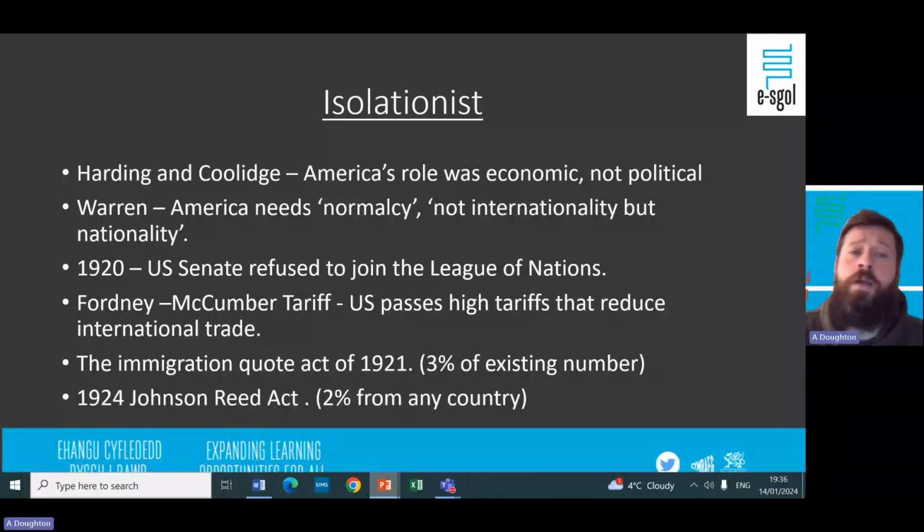So Harding and Coolidge, presidents of the 1920s, felt like their role was more economic than political in terms of foreign policy. The Fordney-McCumber tariff placed high tariffs on foreign goods. That then reduced international trade, so that is isolationist. That is isolating themselves from the rest of the world. They refused to join the League of Nations. They also introduced immigration quotas, which again isolated them from the rest of the world. So if you studied America 1910 to 29 at GCSE, those immigration acts that you've looked at are examples of isolationism in the 1920s.